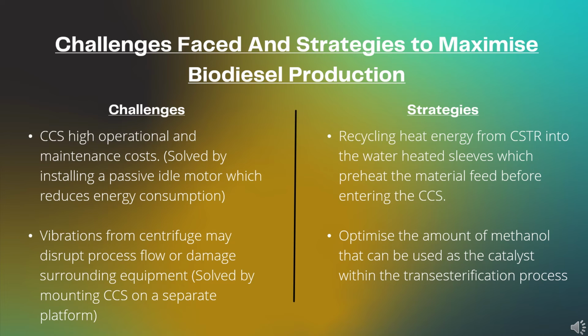In terms of strategies, the heat energy from the CSTR was recycled into the water-heated sleeves, which preheat the material feed before entering the CCS, to conserve energy as well as reduce operational cost. Last but not least, the strategy to optimize the amount of methanol used in the transesterification process was to keep it at an ideal ratio of 6 parts oil to 1 part methanol.